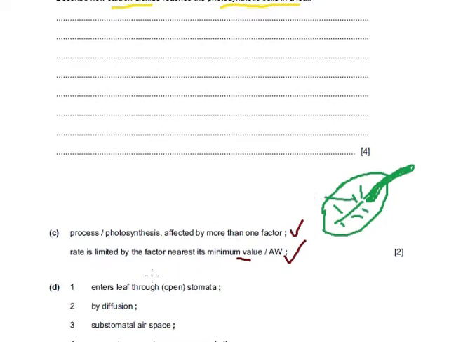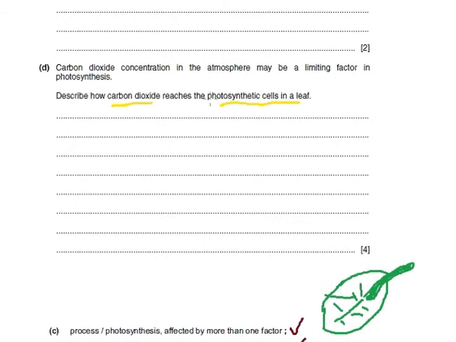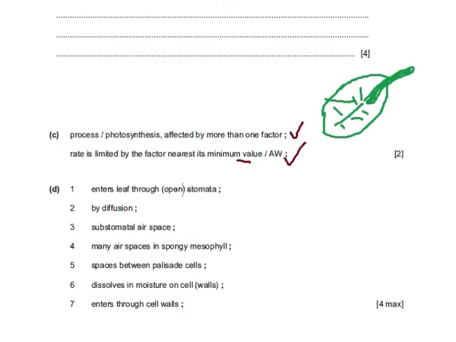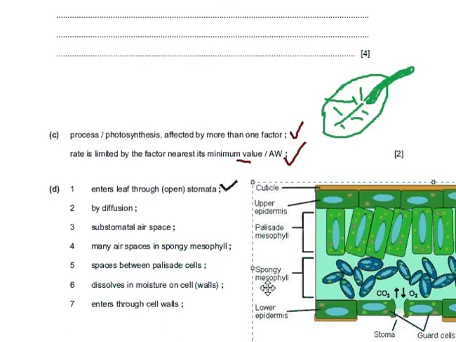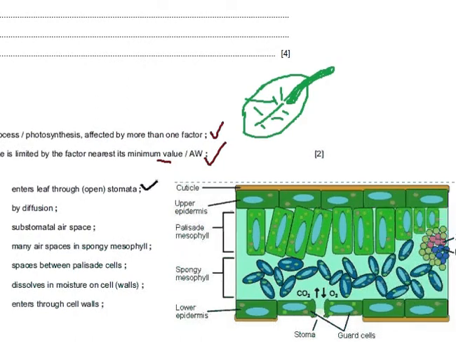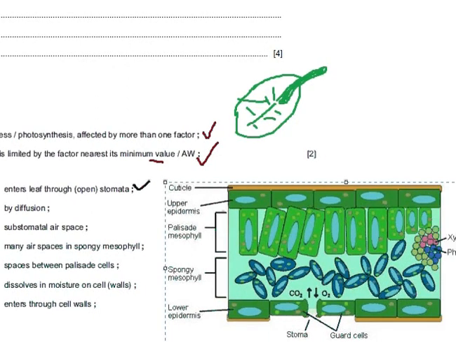So, describe how carbon dioxide reaches the photosynthetic cells in a leaf. We have to mention that it enters the leaf through stomata. That's the first thing. Maybe you need this structure. Wait, let me just find the structure for you, so we can understand this concept really well.